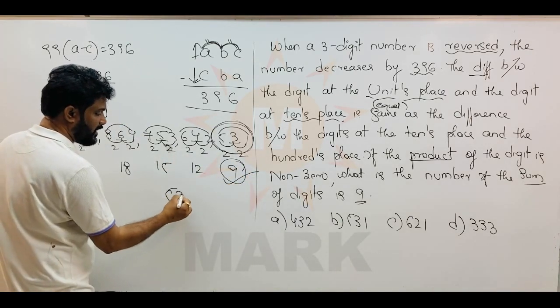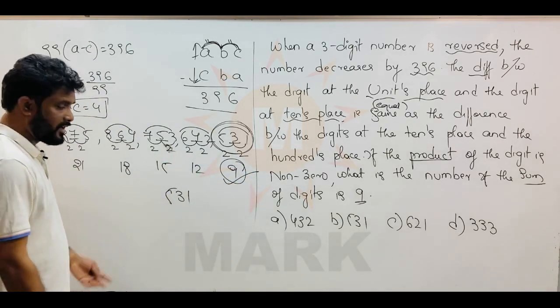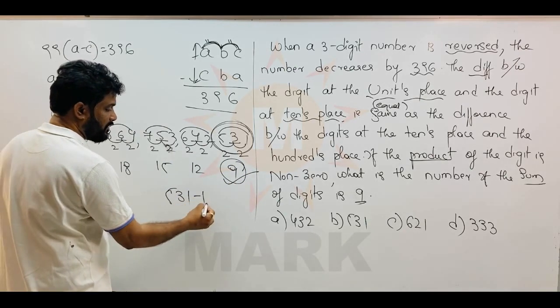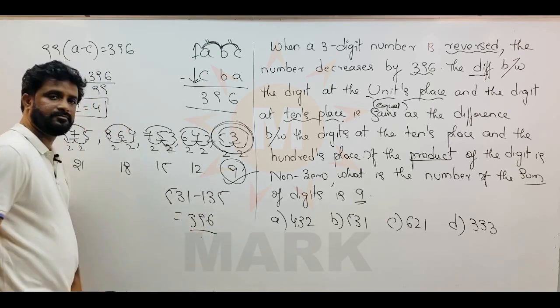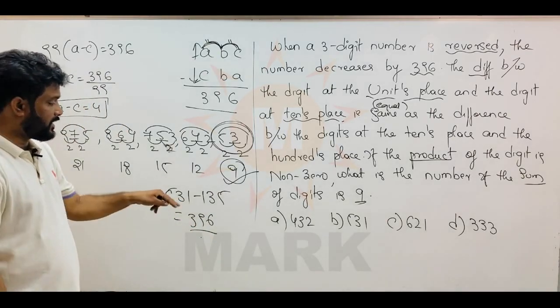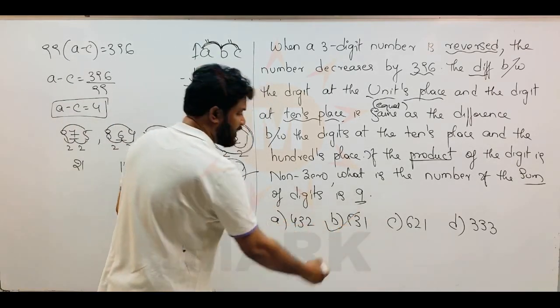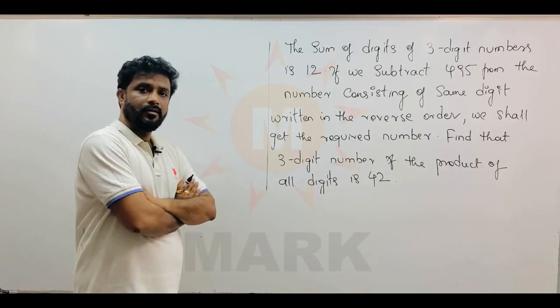What is that number? 531. If you want to verify, reverse the number, it will become 135. The difference will be 396. Verified. Okay, the number is 531. So option B is the correct option for this question.